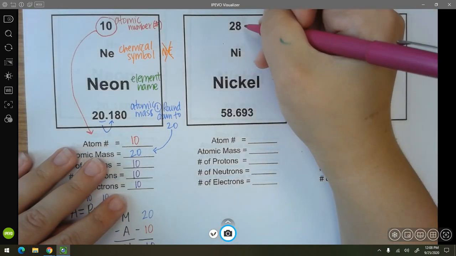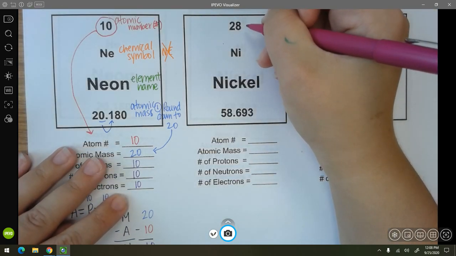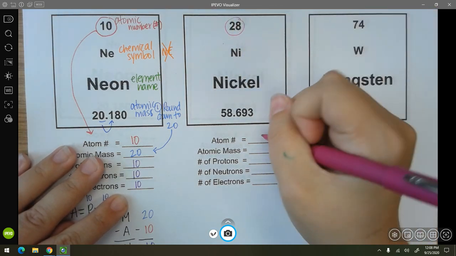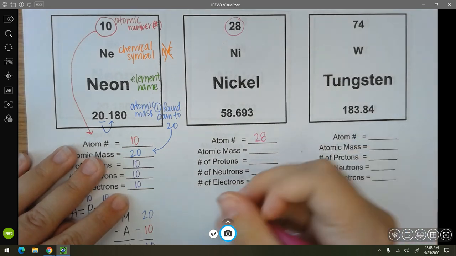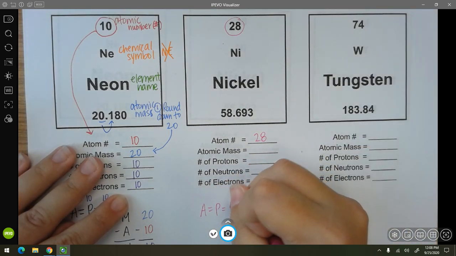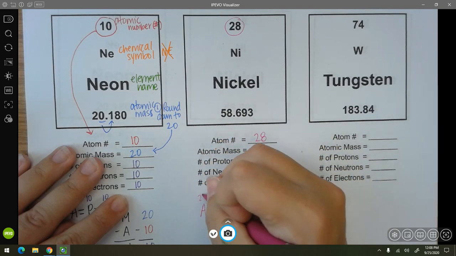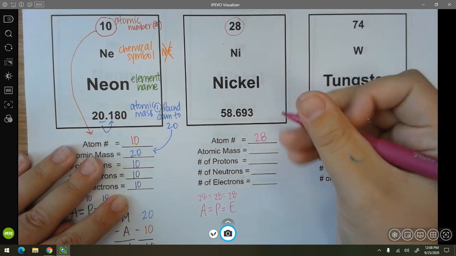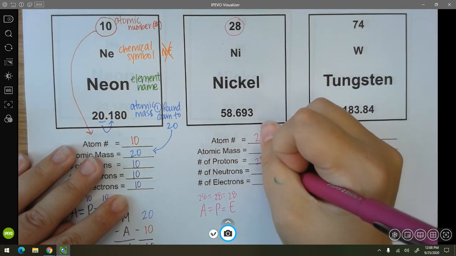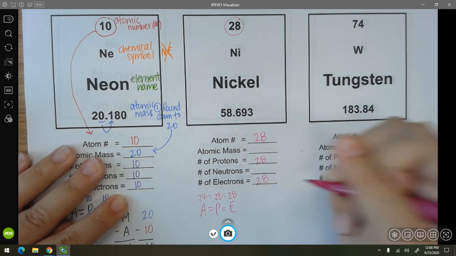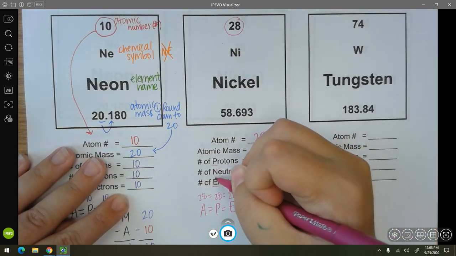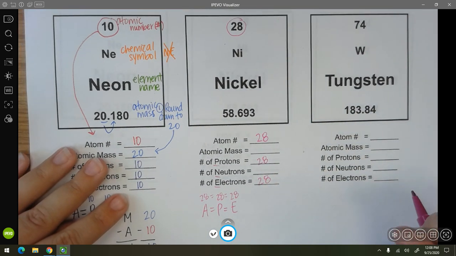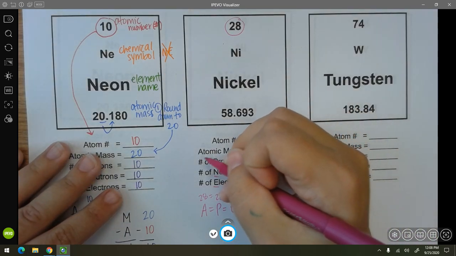All right. I know my smaller top number is my atomic number. So my atomic number of nickel is 28. All right. I remember APE. So my atomic number is 28, which means my number of protons is going to be 28 and my number of electrons is going to be 28. So I need to find where it says number of protons and write that down, and number of electrons and write that down. Make sure you're looking at what it says, okay? All right, so we have filled out 3 out of the 5 things. Woo, we're doing great.